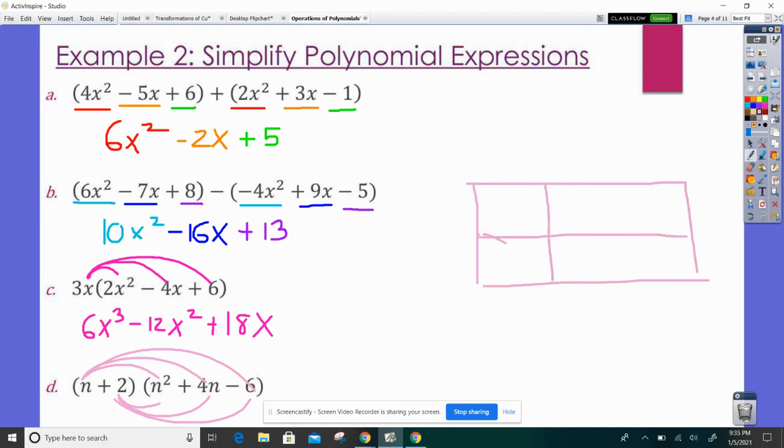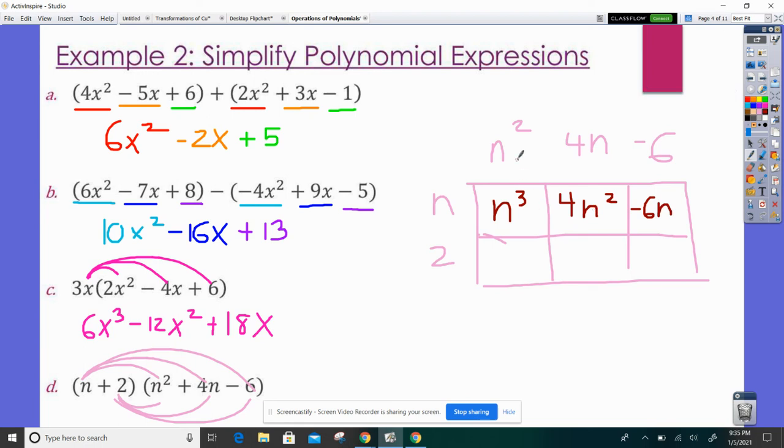So I'm going to have 2 terms, which represents my n and 2, and then I have 3 terms, which is my n squared plus 4n minus 6. Now, inside my box, I'm just going to multiply. So n squared times n is n to the third. 4n times n is 4n squared. Negative 6 times n is negative 6n.